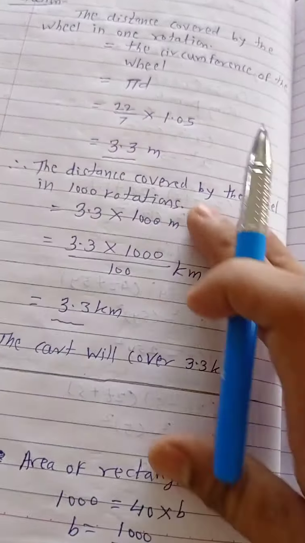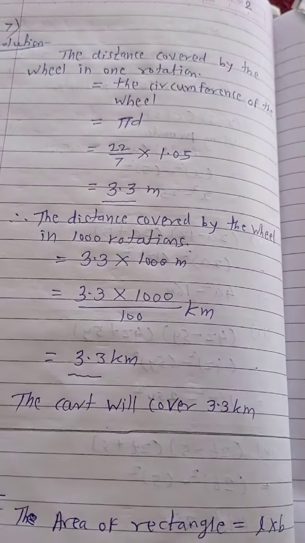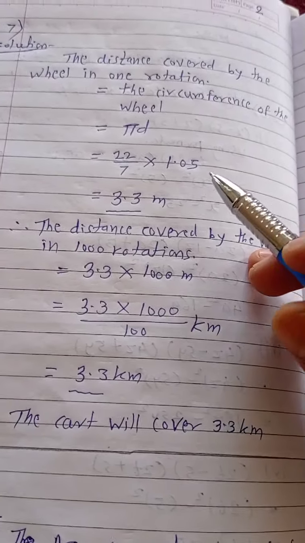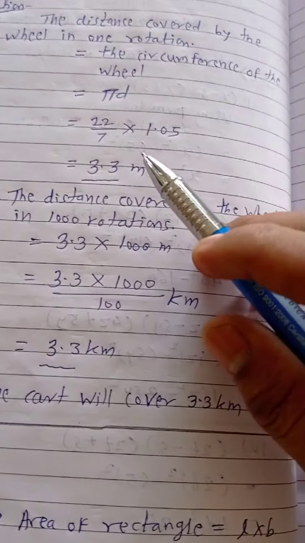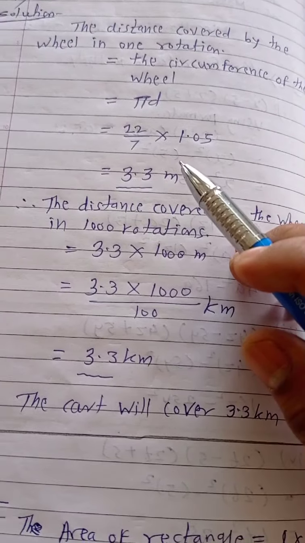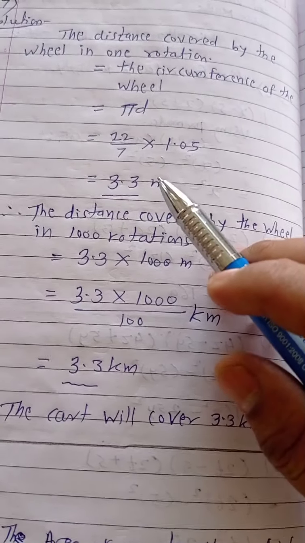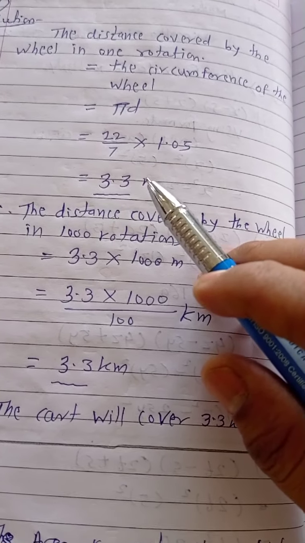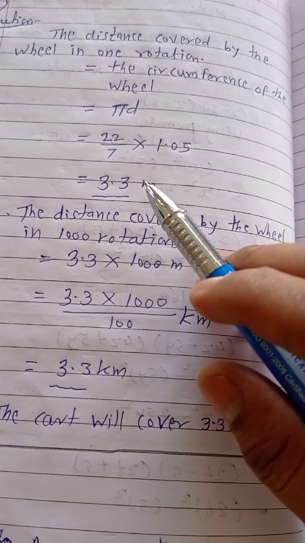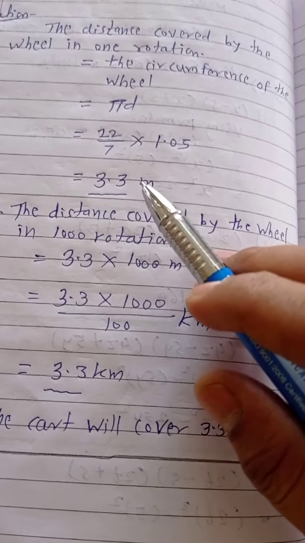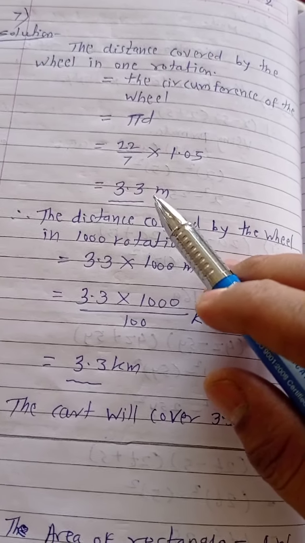Okay. Now the 7th question, that question is there in your textbook. I have written here only the solution. Then see what they ask in the 7th question. The diameter of the wheel of a cart is 1.05 meter. How much distance will the cart cover in 1000 rotations of the wheel? See this question. You read one more time, the diameter of the wheel of a cart is 1.05 meter. See, the diameter of the cart is given, and they ask here how much distance will the cart cover in 1000 rotations of the wheel.